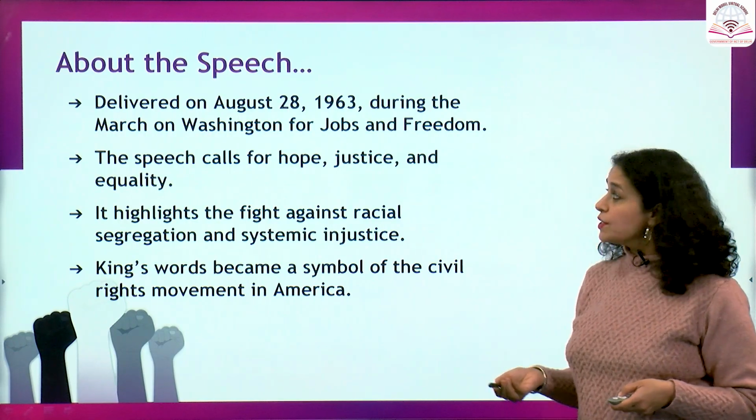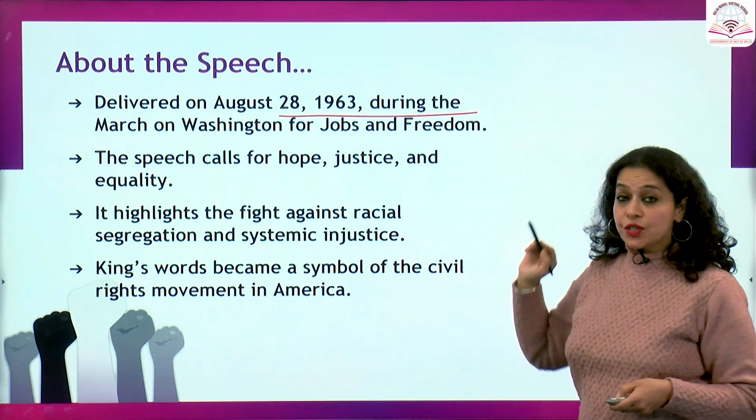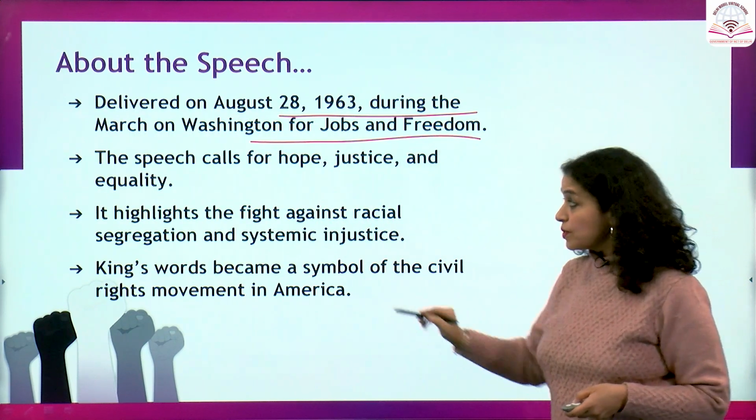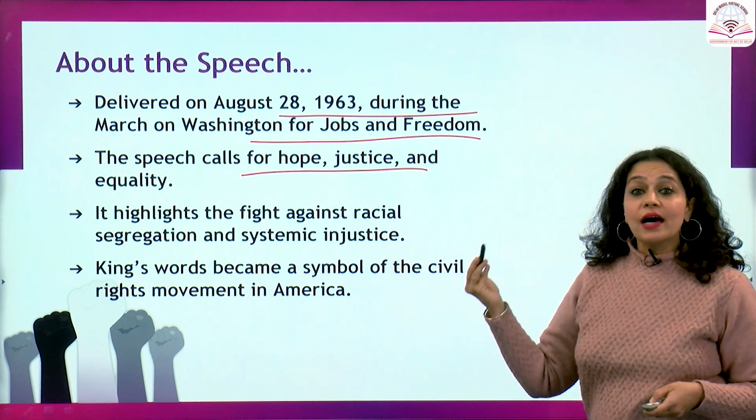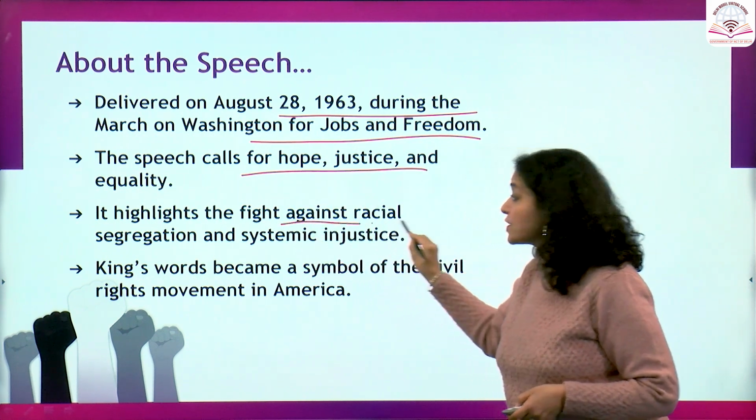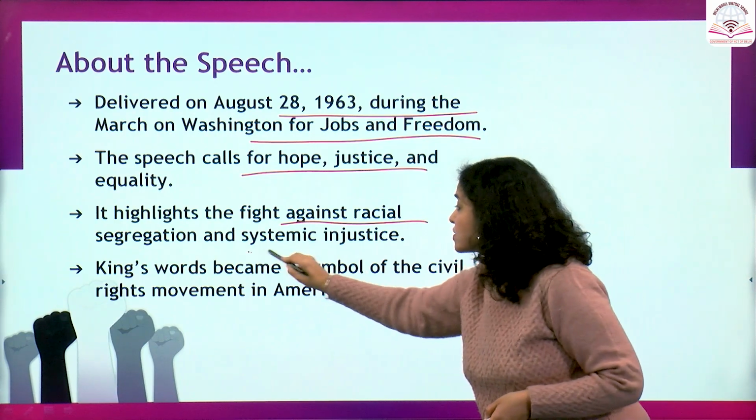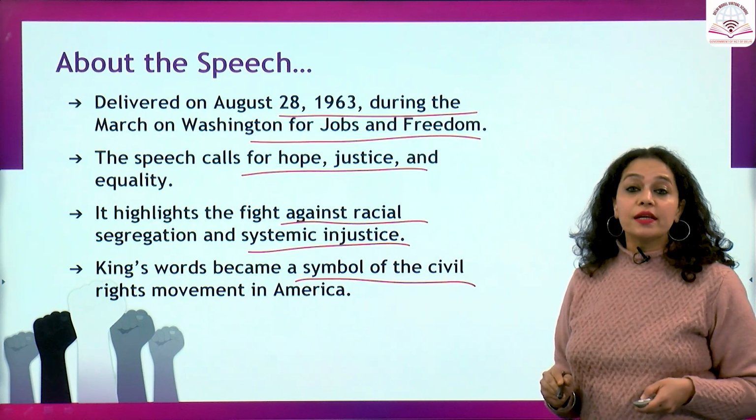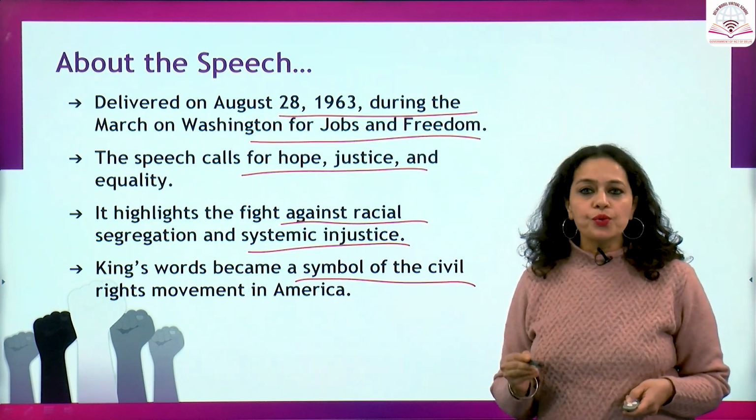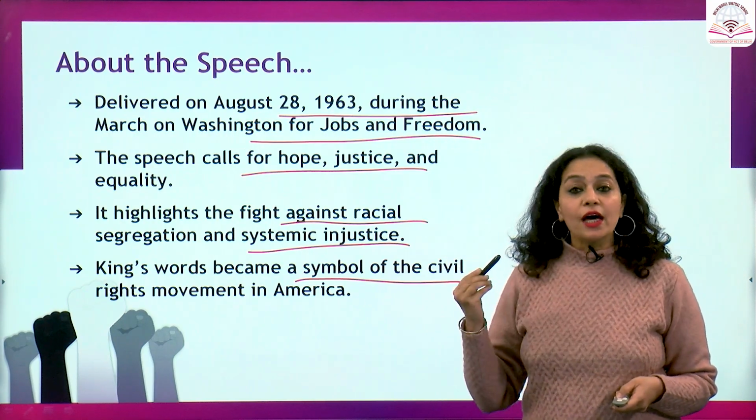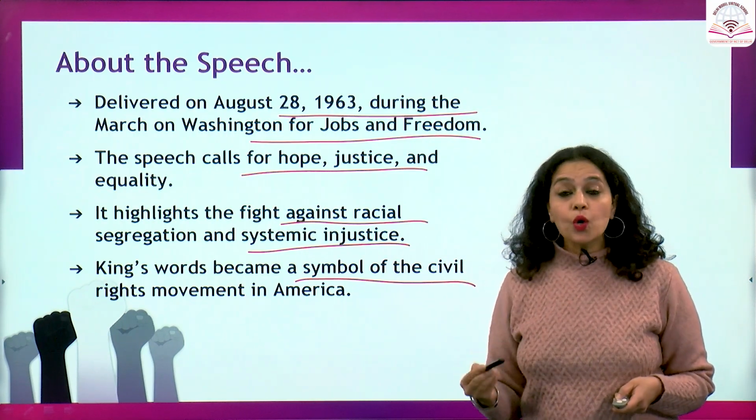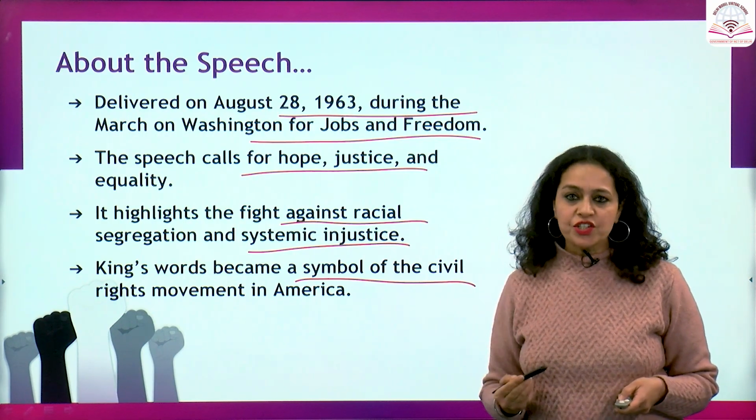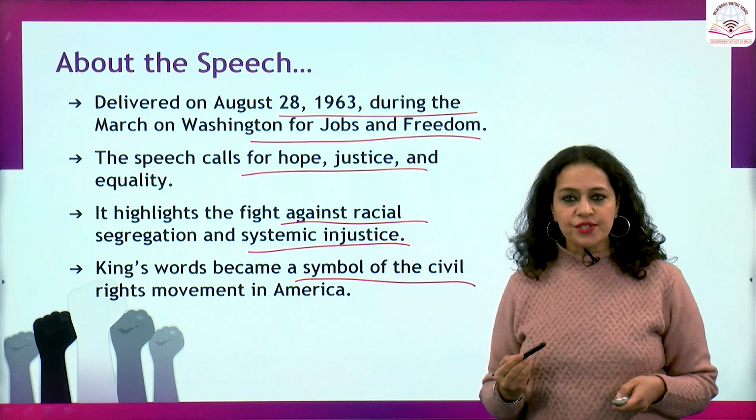It was actually delivered on 28th August 1963 during the March on Washington for Jobs and Freedom. Also, this speech calls for hope, justice and equality. It highlights the fight against racial discrimination and systemic injustice. King's words become a symbol of the civil rights movement in America. So, we are going to show you one excerpt from this famous speech, and we will identify the purpose along with the persuasive techniques that Martin Luther King employed in this powerful speech. So, let's have a look at this excerpt first.